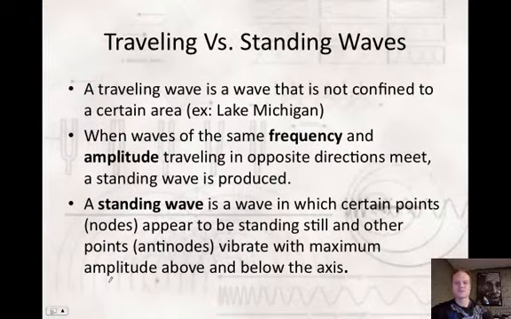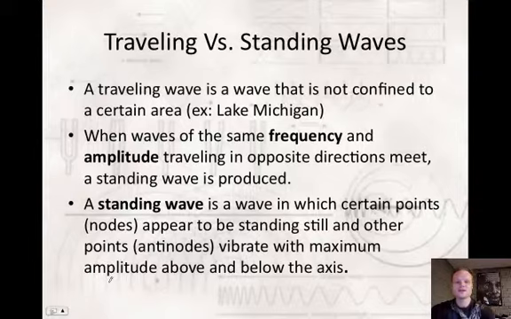What is the difference between a traveling and a standing wave? Well, a traveling wave is not confined to a certain area, for instance like the water waves out in Lake Michigan, or sound waves in a room. They're not stuck on something, compared to, say, the waves that you might create on a guitar string. It's basically stuck on that guitar string. So traveling waves are not confined to a certain area, whereas standing waves are.